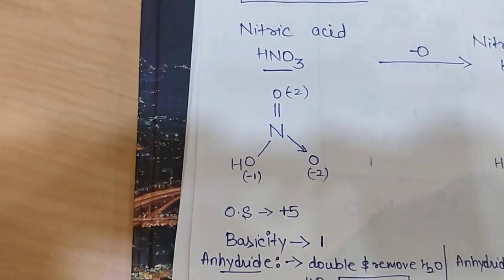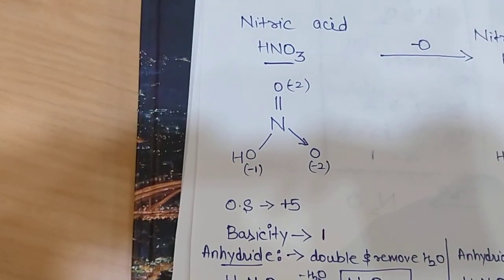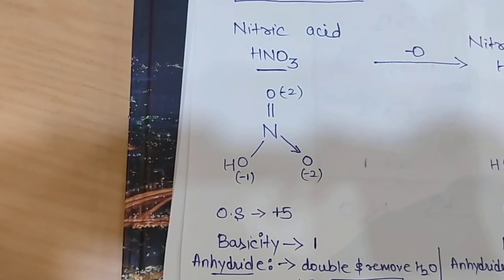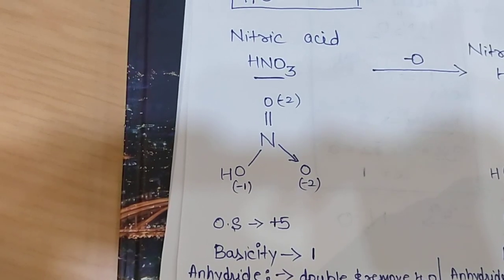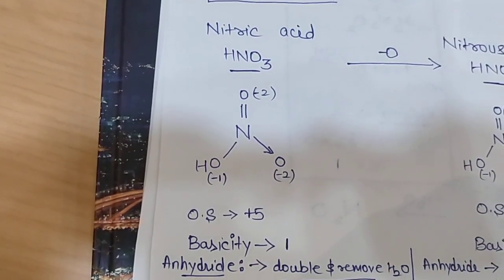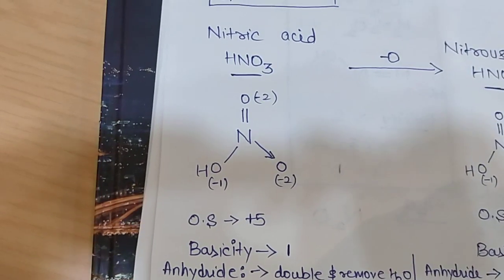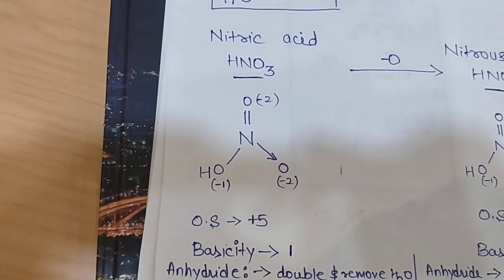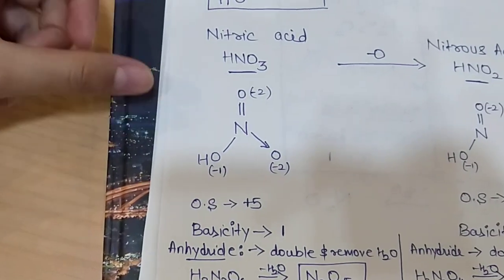This is a condition for nitrogen. Due to the absence of d orbitals, it cannot form 5 bonds. It can donate the lone pair in the form of a coordinate bond. It can form at the max 4 bonds. So that is why the structure is like this.